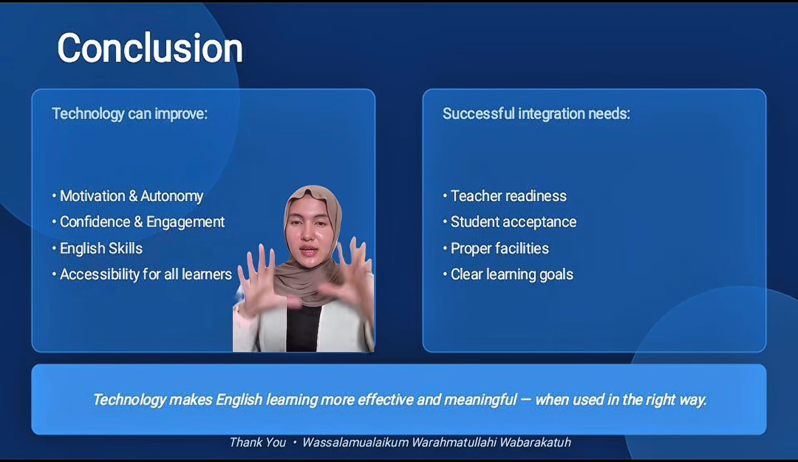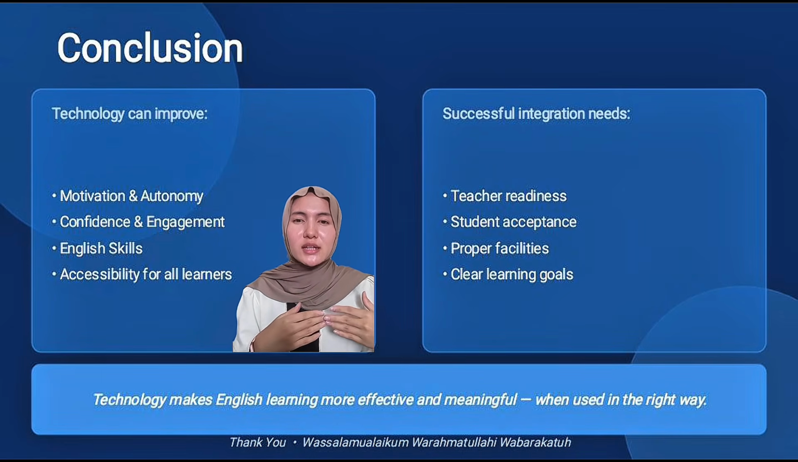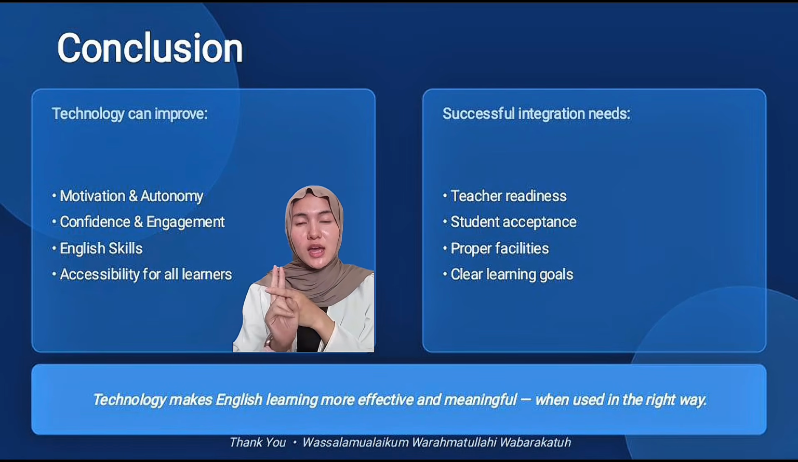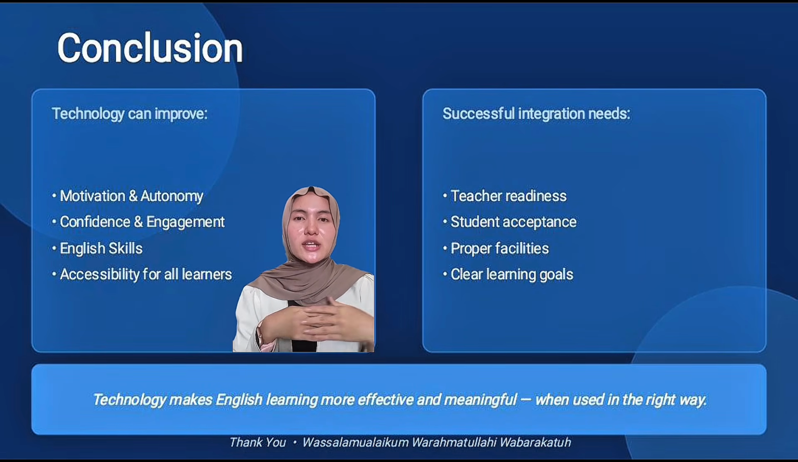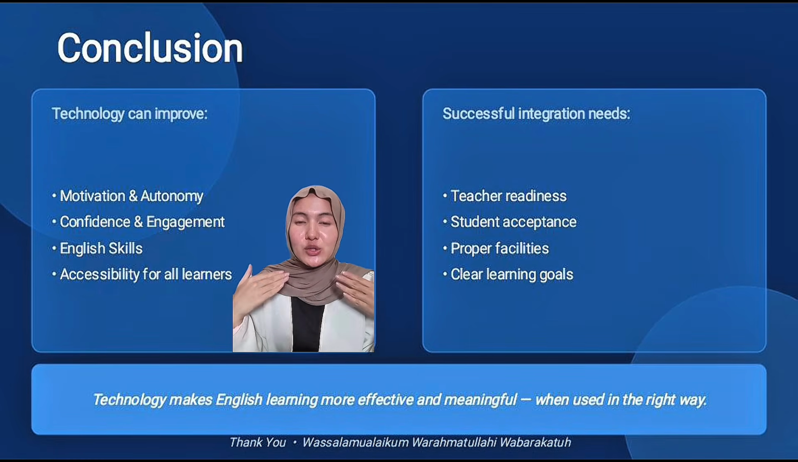And to conclude, the 10 articles show that technology plays an important role in English education. Technology can improve students' motivation, autonomy, confidence, engagement, English skills, and maybe accessibility. However, successful technology integration needs teacher readiness, student acceptance, proper facilities, and clear learning goals. So, technology can make English learning more effective and meaningful when it is used in the right way. That is my article presentation.